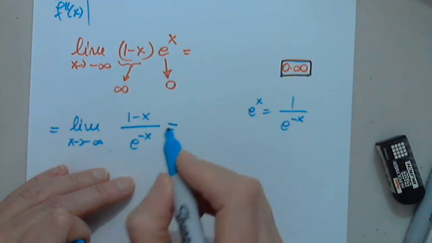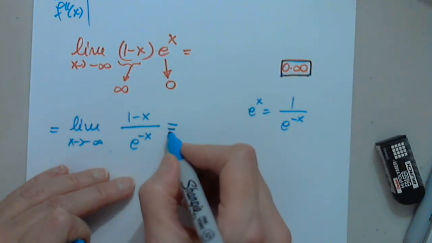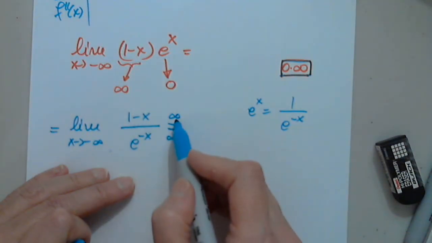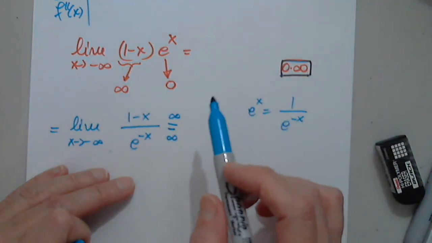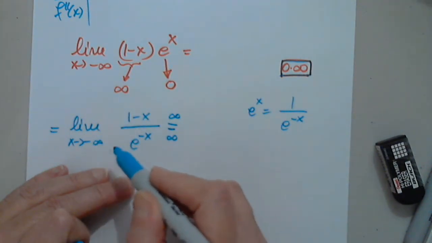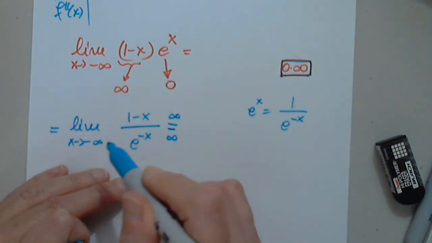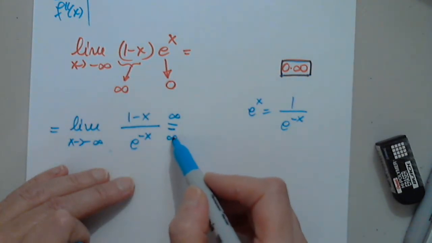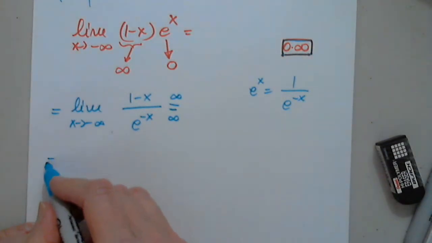And now what I'm looking at is infinity over infinity. The top goes to infinity, positive or negative is not important, and e to negative x when x approaches negative infinity is e to infinity, which is infinity. So I will continue with L'Hopital's rule.